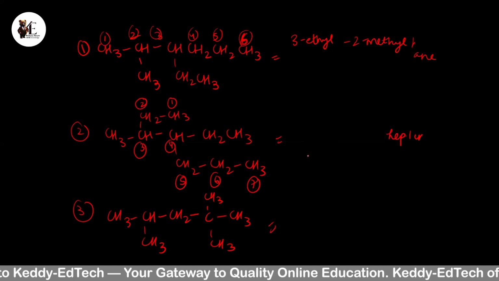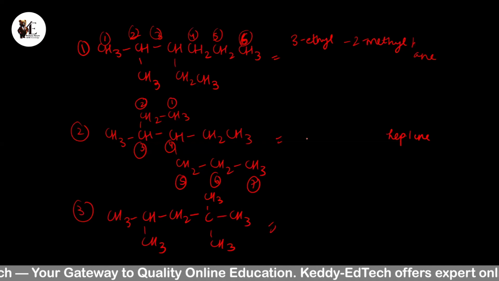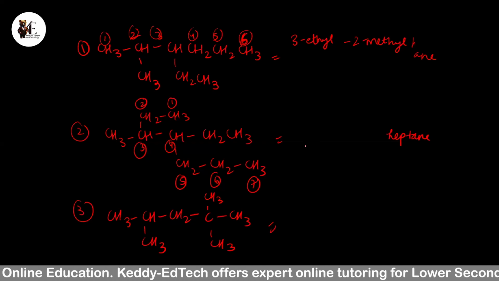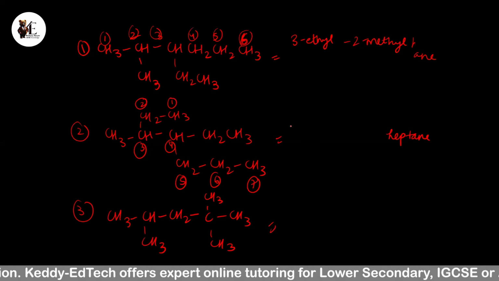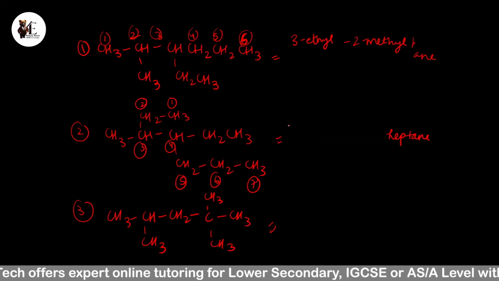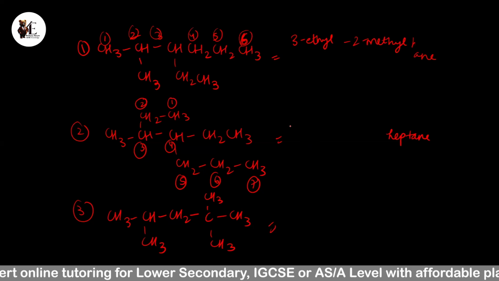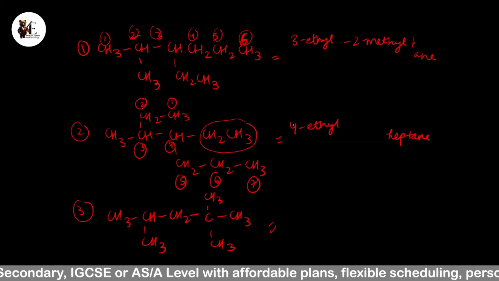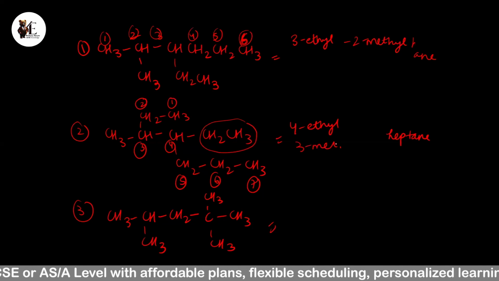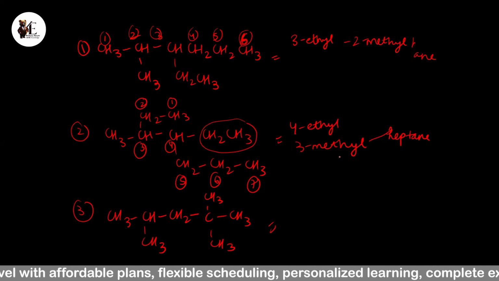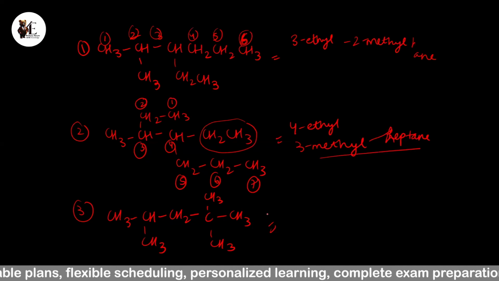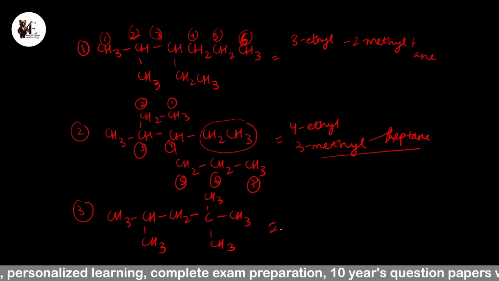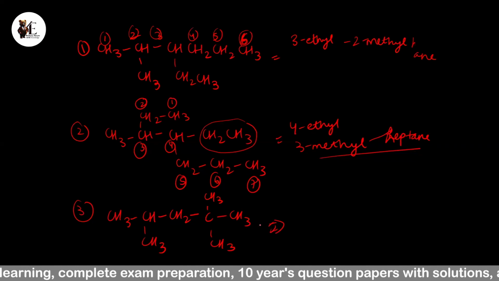Now just add the prefixes. What should the prefixes be? 4-ethyl, right? At 4 position we have an ethyl group, and at 3 position we have a methyl group. So 4-ethyl 3-methyl heptane is the IUPAC name of this compound. Okay, is it clear? Yes. So now tell me the IUPAC name of the third compound.